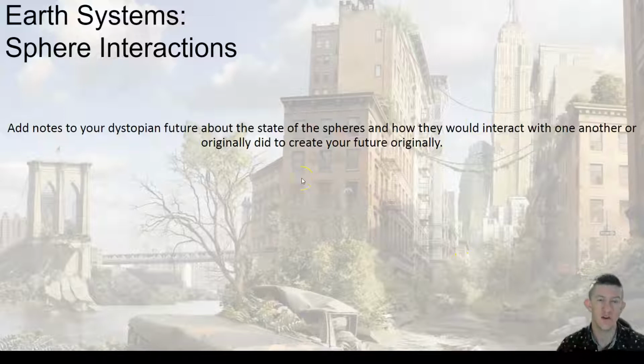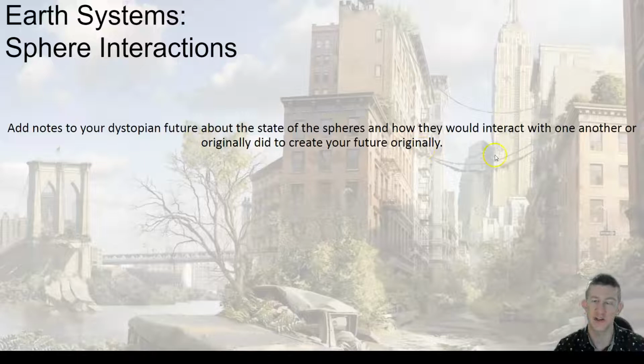From here, use your dystopian future planning document and add notes to your dystopia in terms of the state of the spheres as it is in your dystopian timeline, and talk about how they would then interact with one another. Or you could also include a factor as to what led to your dystopian future based on those spheres. So what happened to each of the spheres that has helped create your dystopia, or something along those lines. So we're linking the science of this lesson back into your dystopia to try and provide like a scientific justification for how we got to that point.